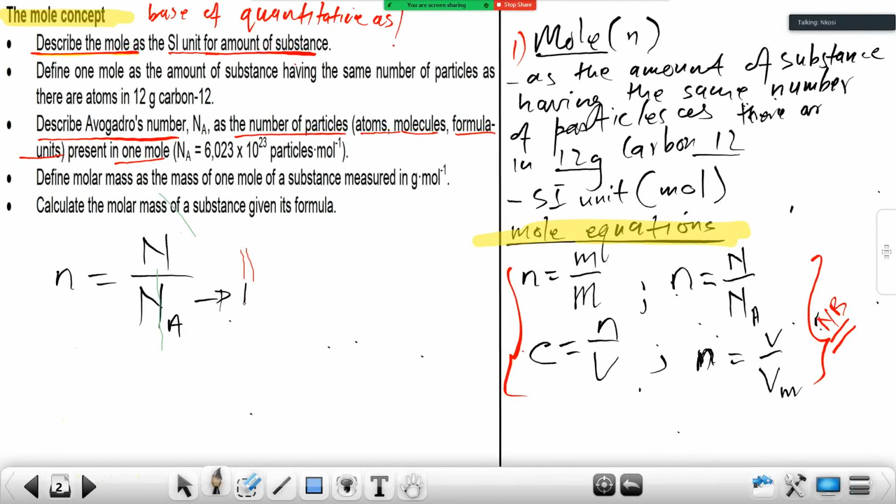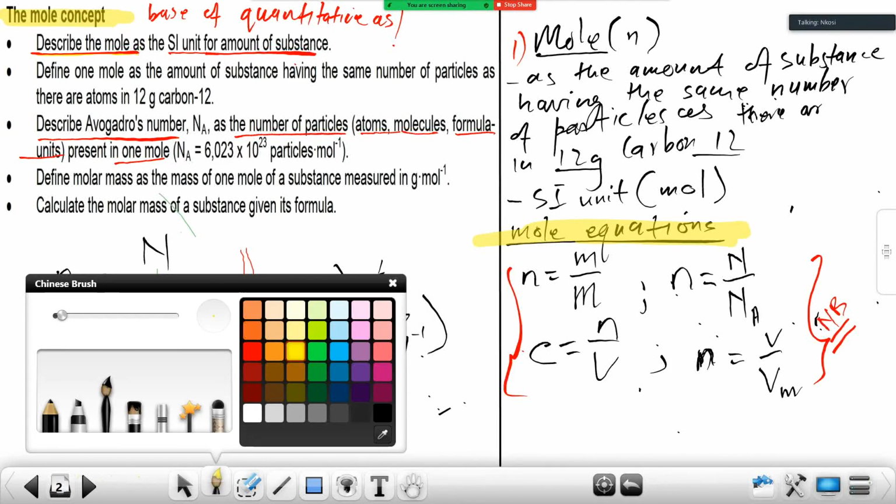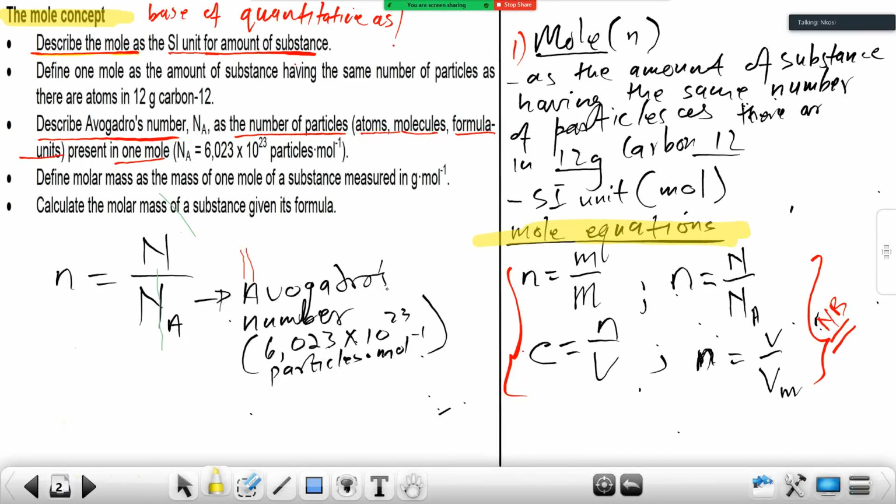The Na is the Avogadro constant, the Avogadro number, and this number is 6.023 multiplied by 10 to the power 23 particles per mole. But I don't have to memorize and worry about this number, because it will be given in the formula sheet. The only thing is the application of the Avogadro number.